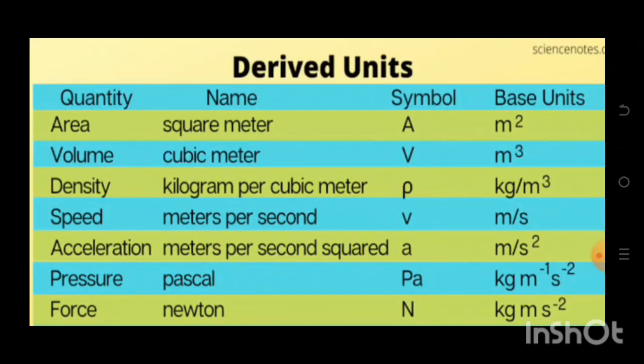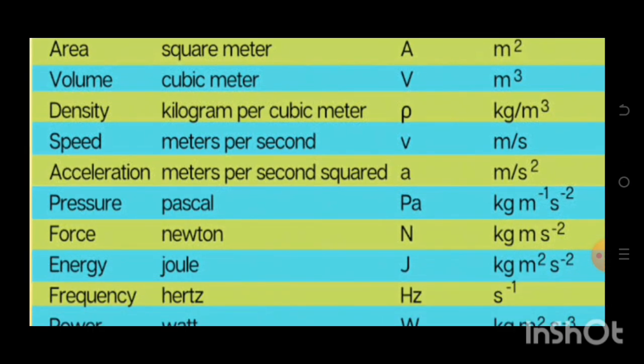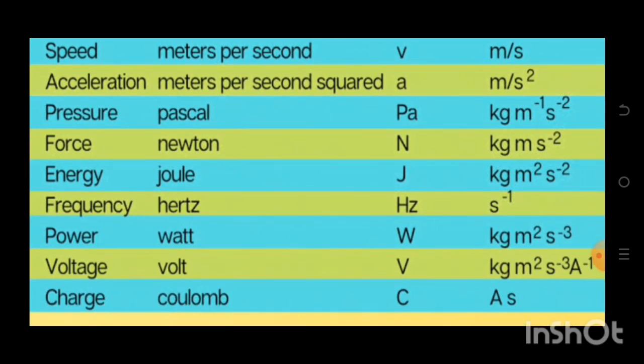Now, if you look at these derived quantities, like area, if you look at the base unit, we have the meter square. If you look at volume, the base unit is the meter cube. If you look at the derived quantities here and look at the base unit, you discover that the base units are measured in these 3 most important elements, which is mass, kilogram, length, which is meter, and time, which is seconds. And that is why we say, since most of these derived quantities are made of these 3 fundamental quantities, they are regarded as the most important fundamental quantities.